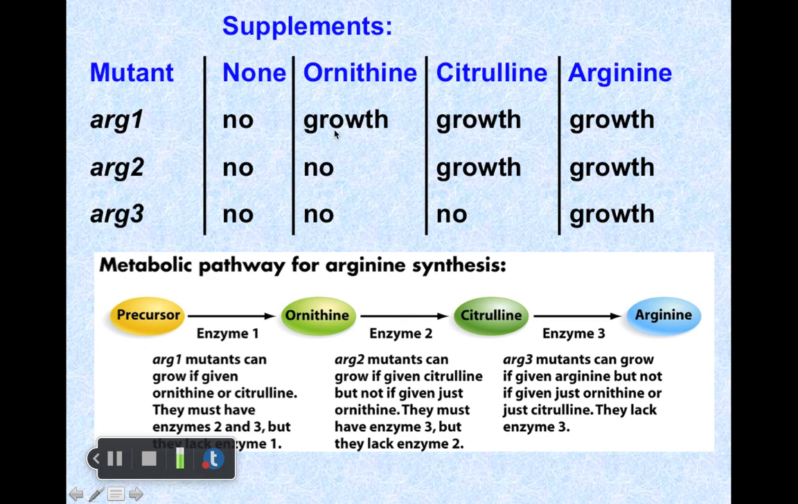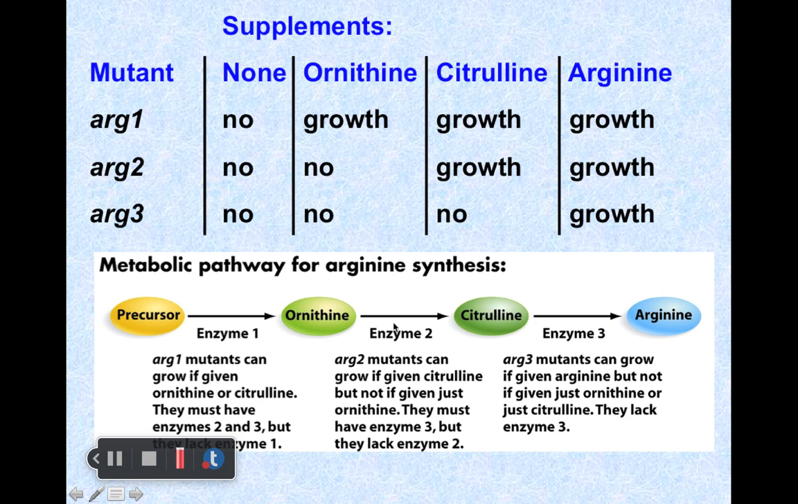So here's the setup and their results. Some strains, of course, where they didn't add any nutritional supplement, could not grow. Or on the far right, if they added arginine, the end product, of course, they could grow just fine. And this first strain that they isolated, it turns out, was a strain where their mutation was in a gene that codes for the very first enzyme in the pathway.